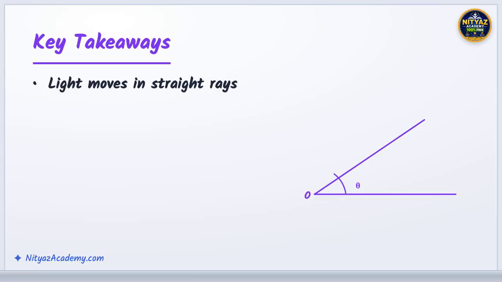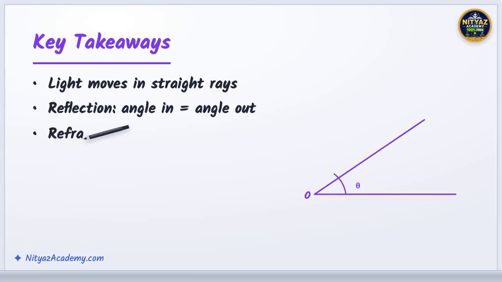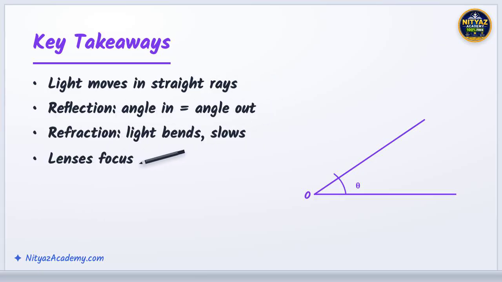Let's review the light. Light travels as straight rays. When it reflects, the angle in equals the angle out, measured from the normal. When it crosses into a new material, it slows and bends, which we call refraction. Lenses shape that bending to focus rays and form images. From mirrors to magnifying glasses, these two behaviors, reflection and refraction, explain how we see the world.